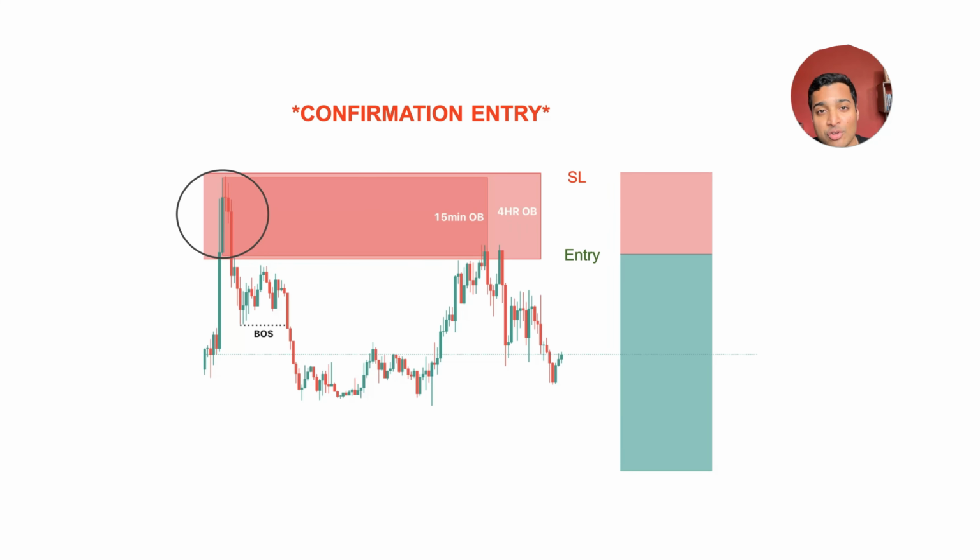Of course, you also have the confirmation entry. And for this, we would drop down to the lower time frames. So from the 4-hour to potentially the 15-minute chart. You would enter at the bottom of the 15-minute order block in the case of a downtrend, and the stop loss would be a couple of pips above the high. A major advantage of this is that you have more control for your entries, and the risk-reward ratio is substantially better. But there is a risk you could miss your entry, which is the price to pay.